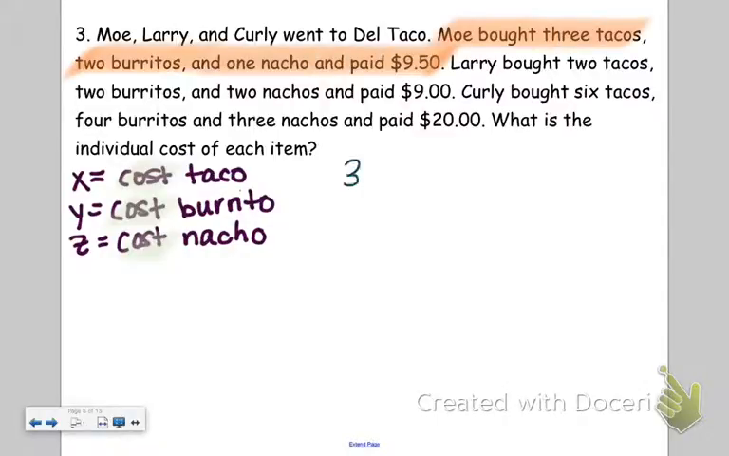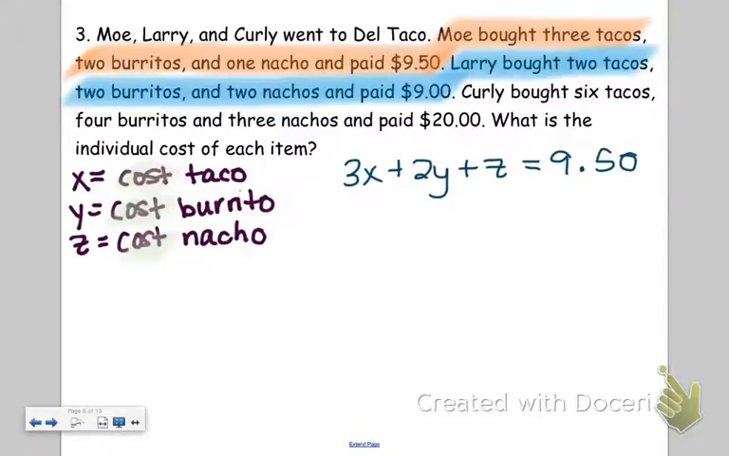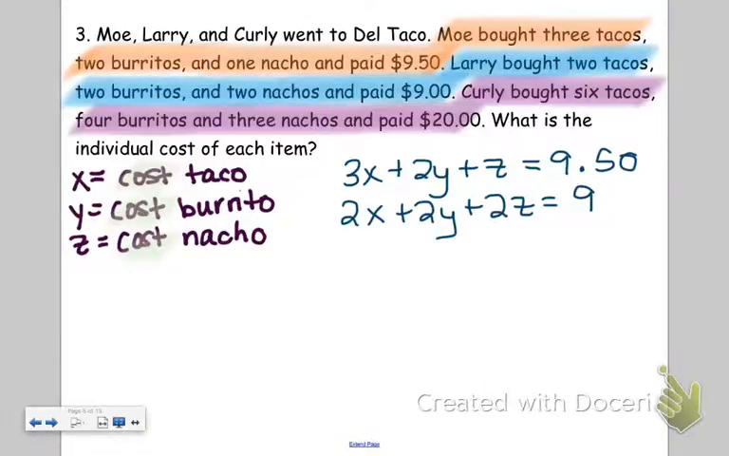The question is asking for cost. Our first sentence says Mo bought 3 tacos, 2 burritos, and 1 nacho and paid $9.50. So multiply the amount times the price. So if there's 3 of them and X is the cost, that will give us our total cost for Mo. Our second equation is Larry. He bought 2 tacos, 2 burritos, and 2 nachos. So 2 of each. 2X plus 2Y plus 2Z is 9. Our last guy, Curly, he bought 6 tacos, 4 burritos, and 3 nachos and paid $20. He was very hungry. So multiply the amount times the cost, and that will give us what they paid.